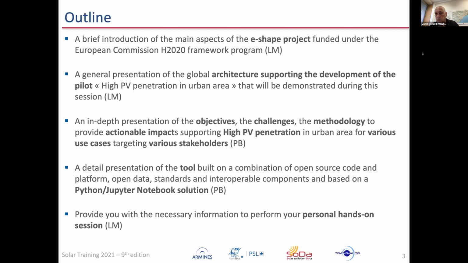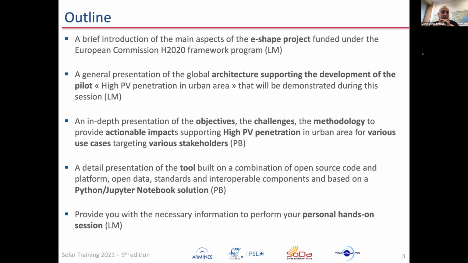Then I will leave the floor to my colleague Philippe, who will do an in-depth presentation of the objective, the challenge, the methodology that support actionable impact for PV penetration in urban area. And he will do so by trying to tackle the various use cases that we are going to develop in this session, but as well during the lifetime of the project, and try to target the various stakeholders' needs. There are many of you who have maybe different needs using maybe the same type of product, and this is what we would like to assess.